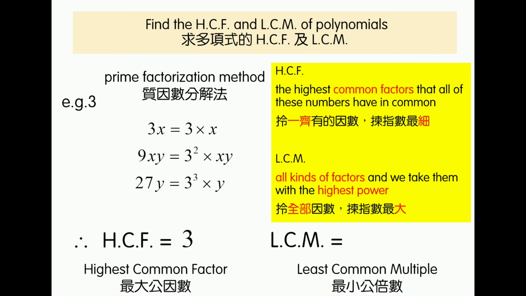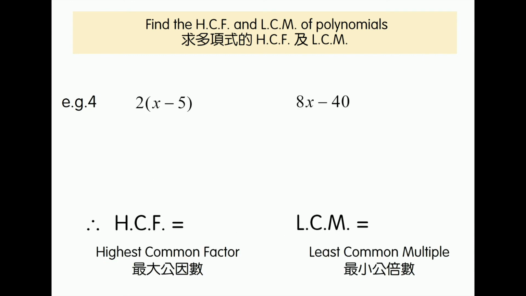LCM is taking all kinds of factors and taking them with the highest power. There are 3, x and y, and only 3 has different indices to compare. So the LCM is 3 cubed xy, or 27 times xy. Meaning, no matter how many terms I have, as long as I remember this method, I can always find the answer. Let's do one more question.